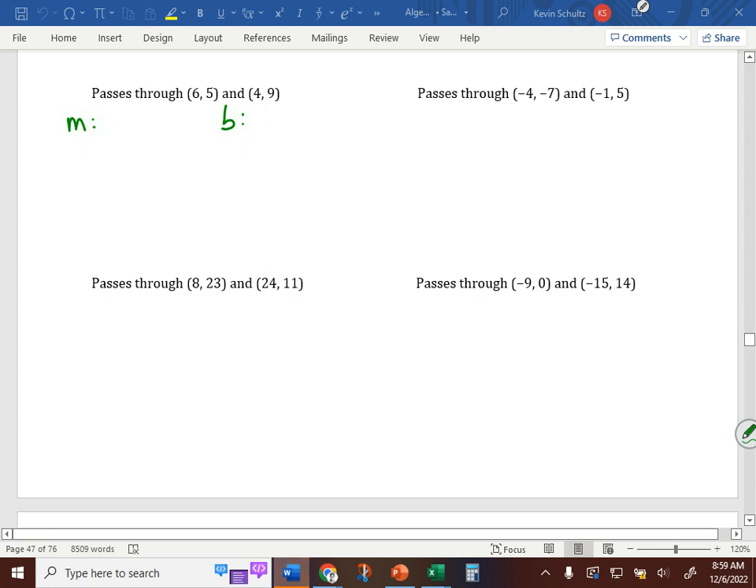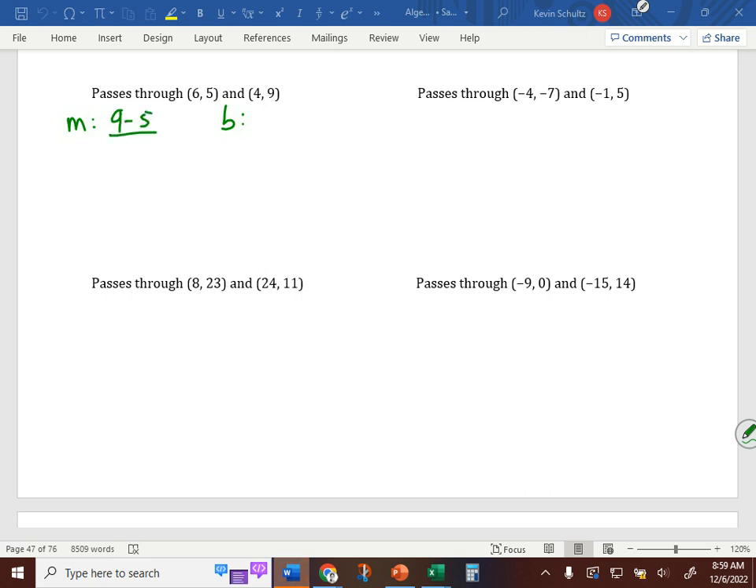Tell me how we find the slope. Ethan. We have a formula, don't we? (y2 - y1) over (x2 - x1). Remember that? Okay. (9 - 5) over (4 - 6) equals 4 over -2, or a slope of -2.